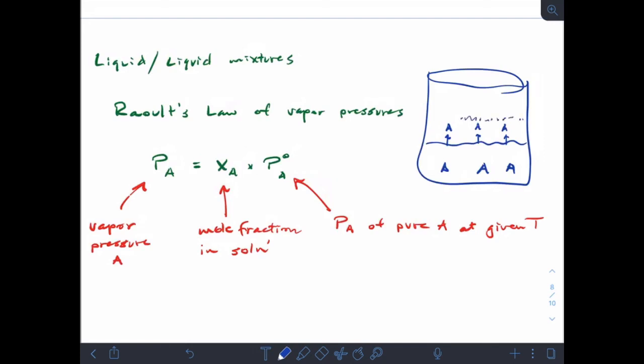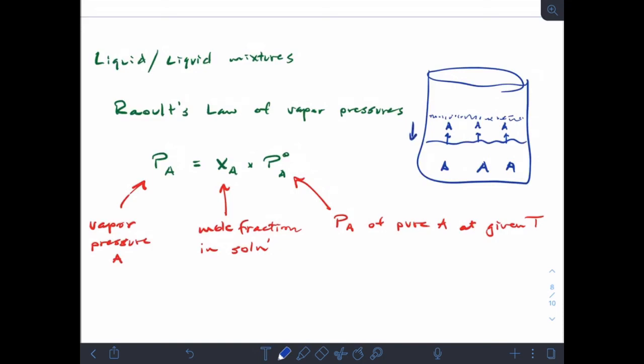Okay, and that gas sits right at the surface of the liquid and exerts a pressure on the surface of the liquid. Okay, so that is the vapor pressure of compound A. Right, now imagine that I have some of compound B in the liquid mixture. Okay, that means that I also have some B in the vapor above the liquid.